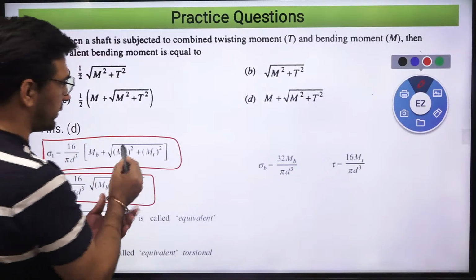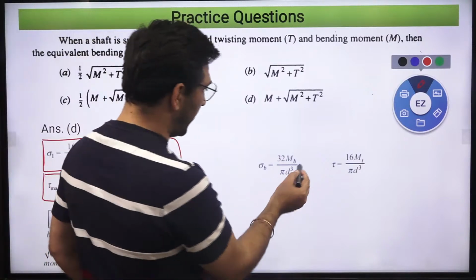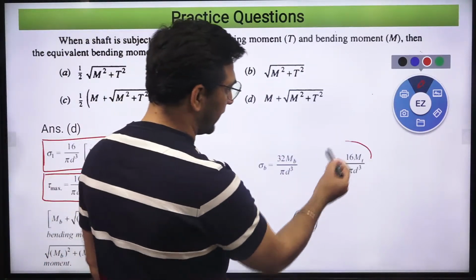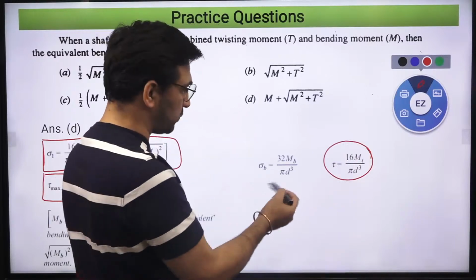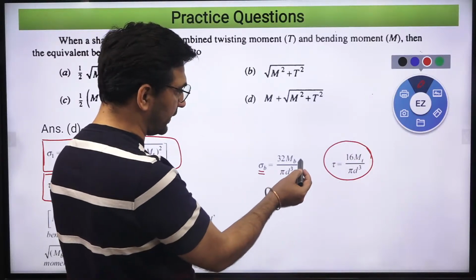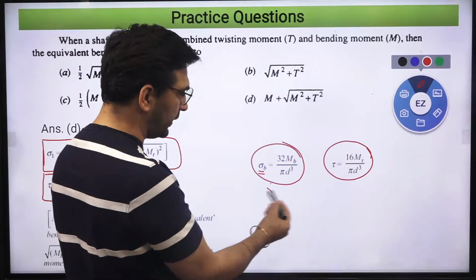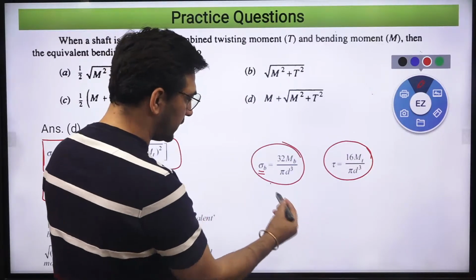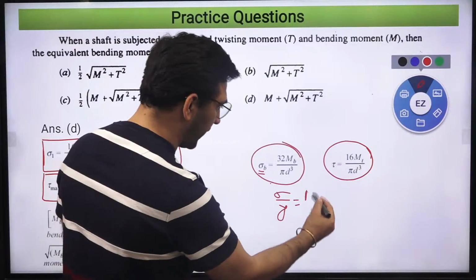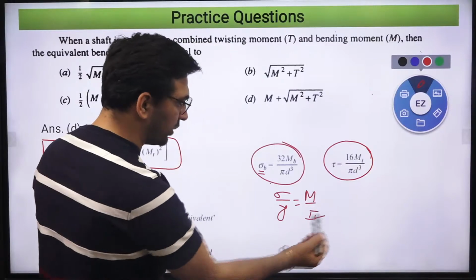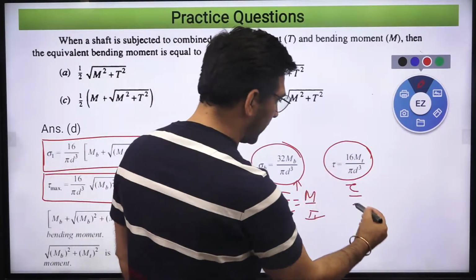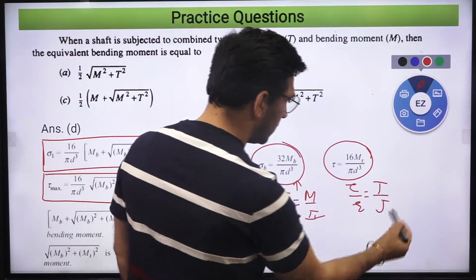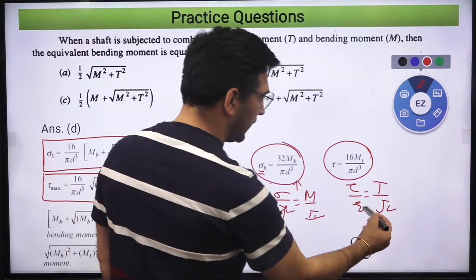From where did we get this? The shear stress I can write as 16 MT by pi d cube, which I had written when I was explaining, and the same way the bending stress I can write as 32 MB by pi d cube. From where did I get it? Because sigma by y is equal to M by I. For a shaft I will input the value of this and this, so I am going to get this one. In the same way, tau by r is equal to T by J. I will put in the polar moment of inertia and the value of r.